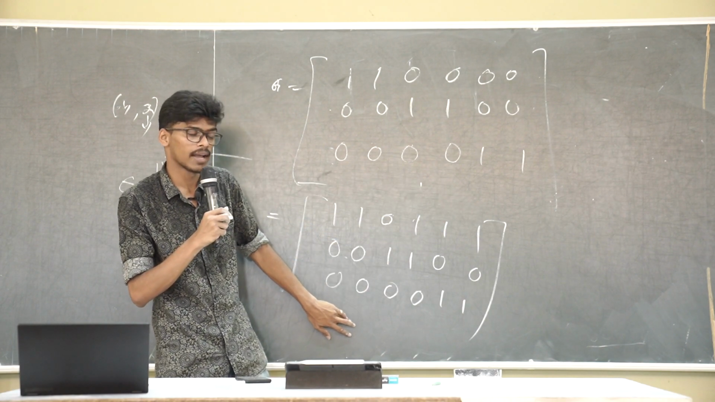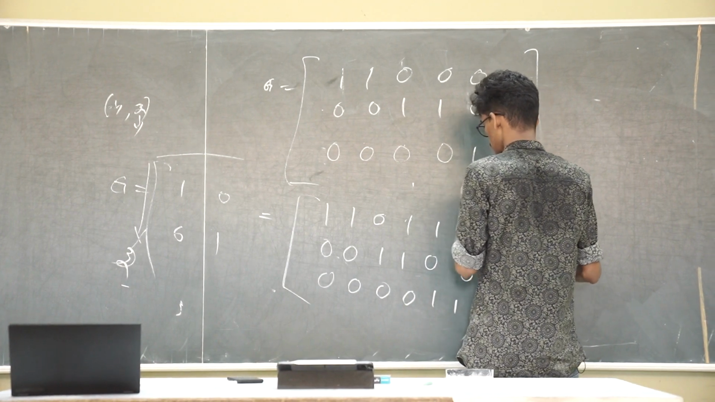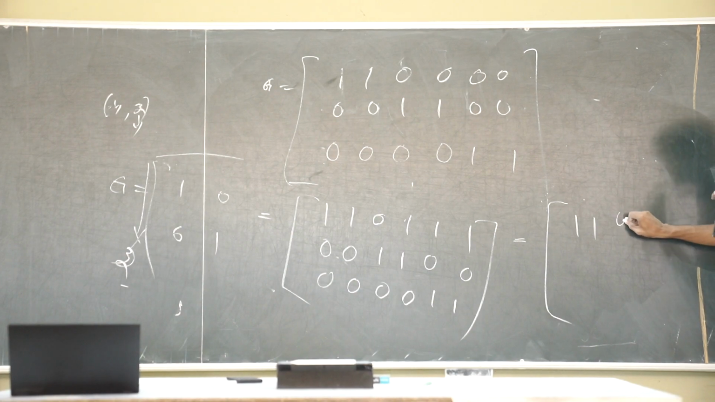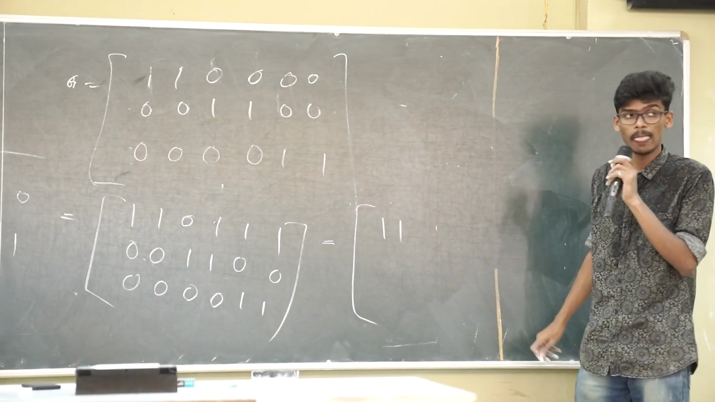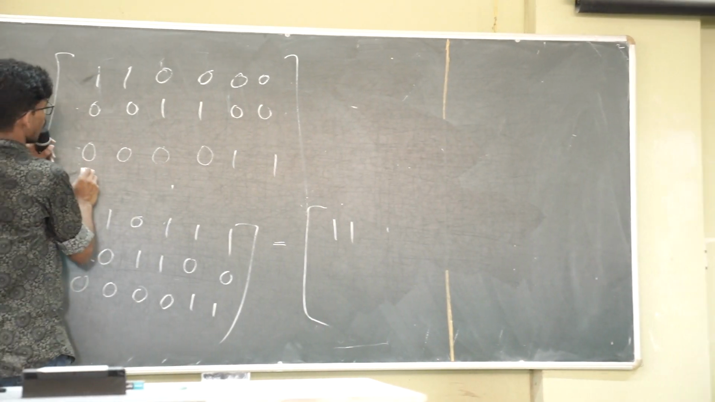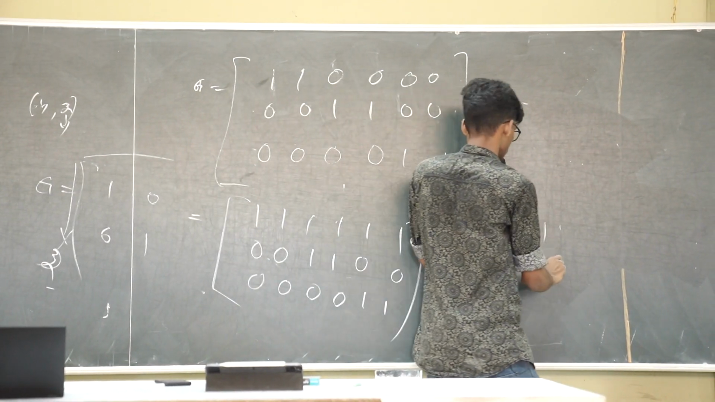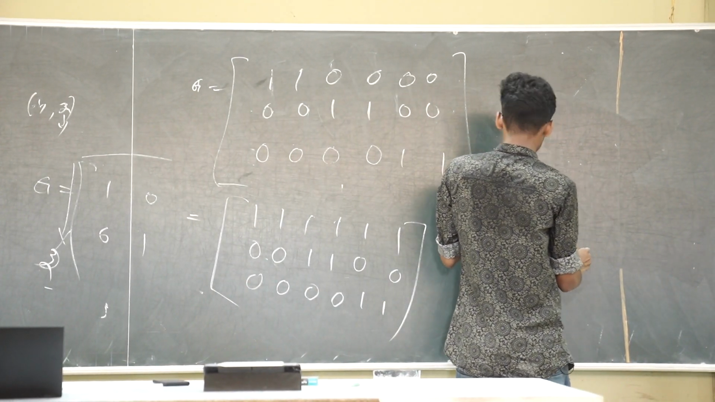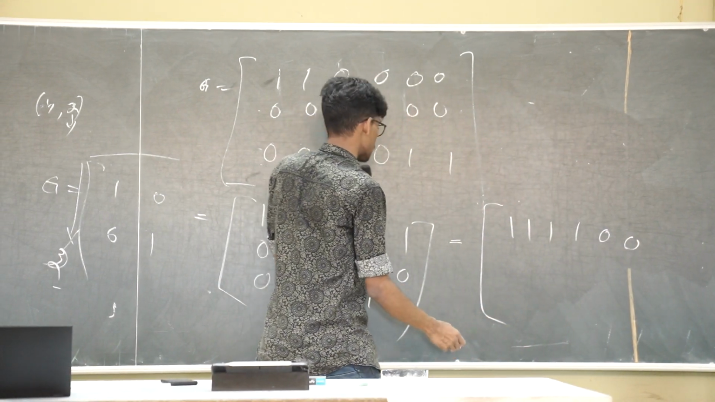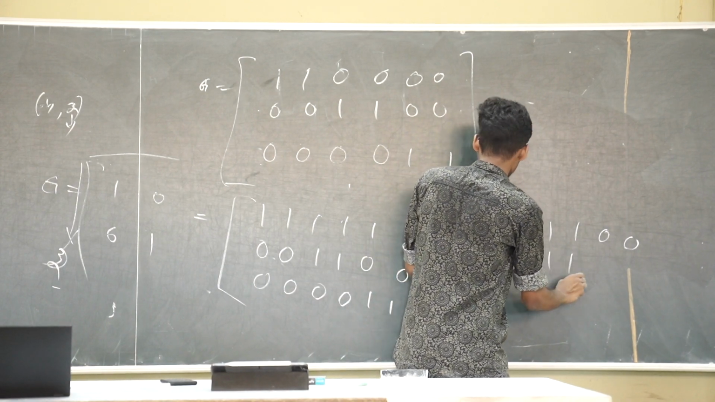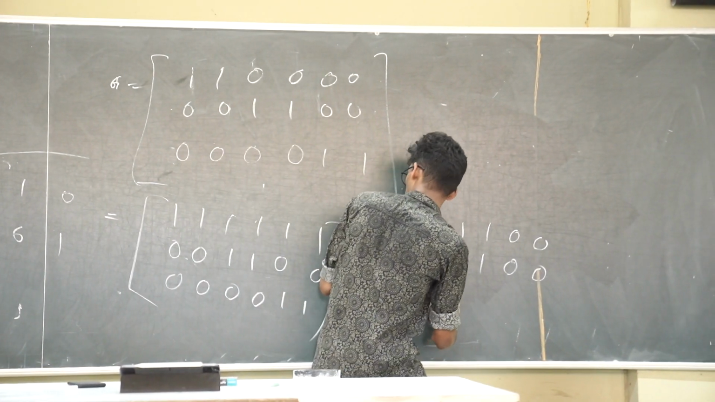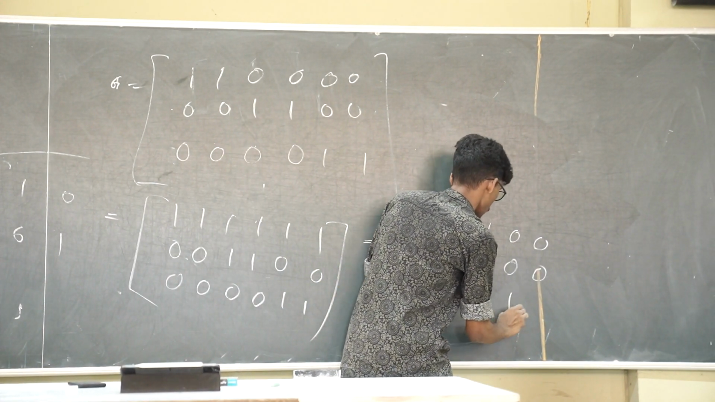R1 plus R3. So what is that? 1 1 0 1, here also last, 1 1. Now it's 1 1, 1 0 0. Is that okay? The next row is 0 0 1 1 0 0. The next row is 0 0 0 0 1 1.